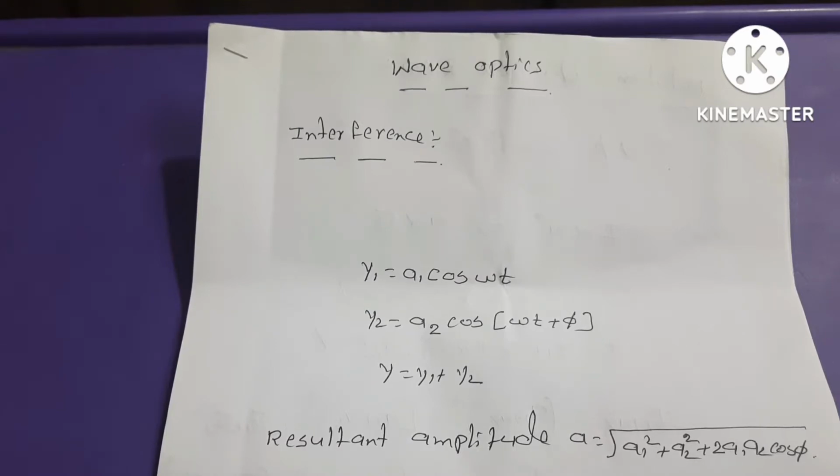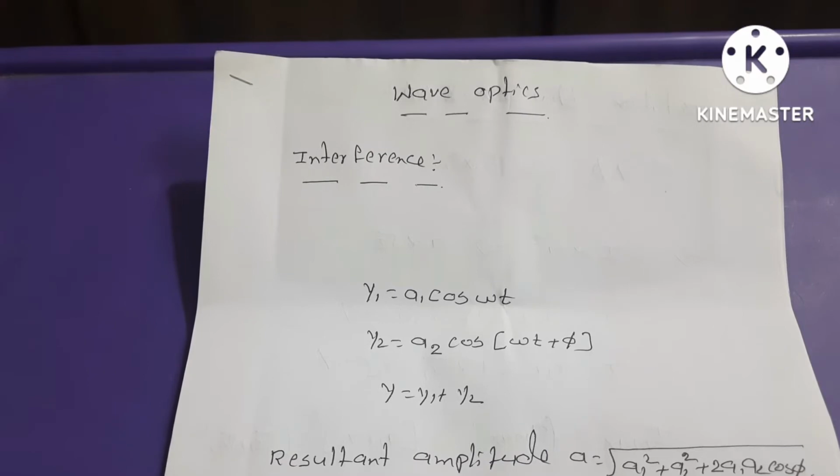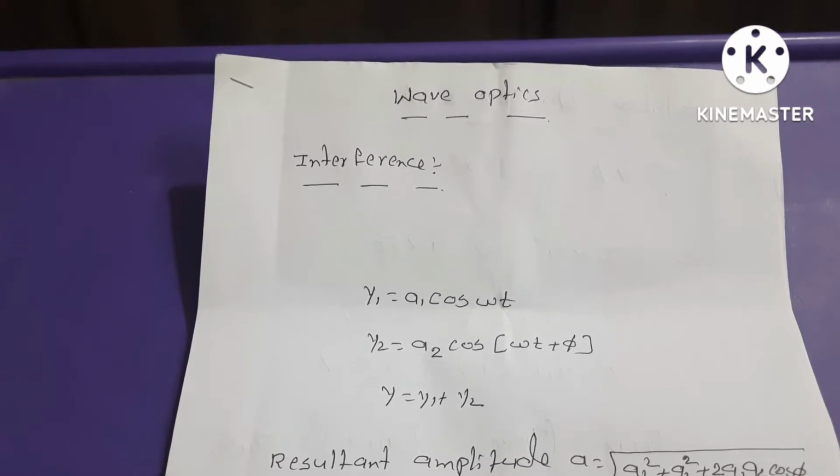Before the exam, this is just a revision of all the formulas, and the topic here is wave optics. In wave optics, you know that based on Huygens' wave theory, he successfully explained reflection, refraction, interference, diffraction and polarization concepts.